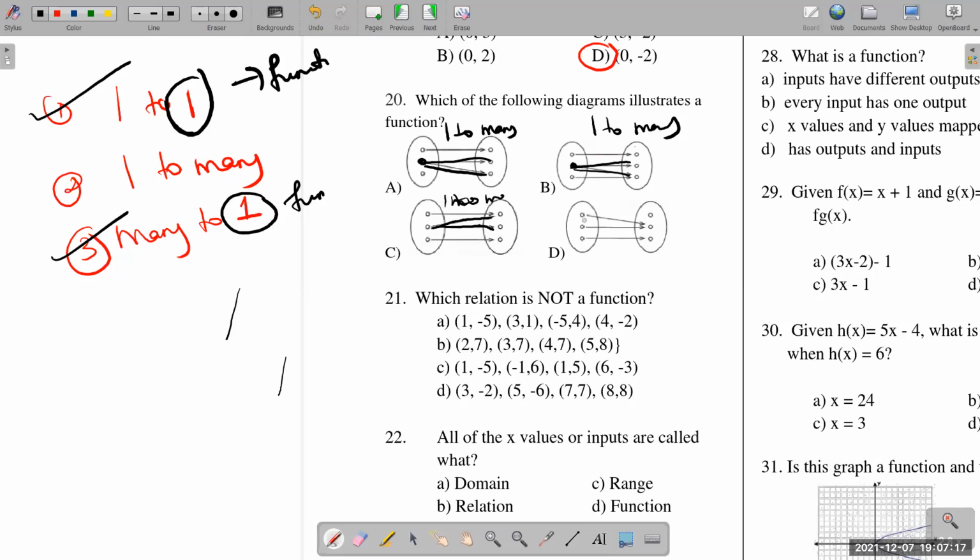Let's look at the last one. Many-to-one. So the answer is D, because this is the only one that goes to 1. Many-to-one. Everybody see that?